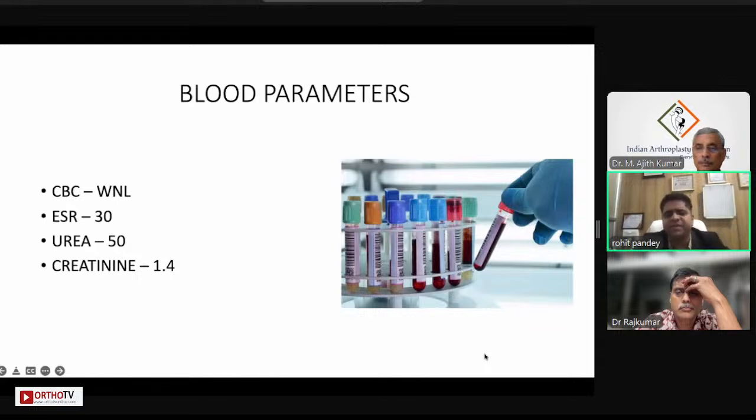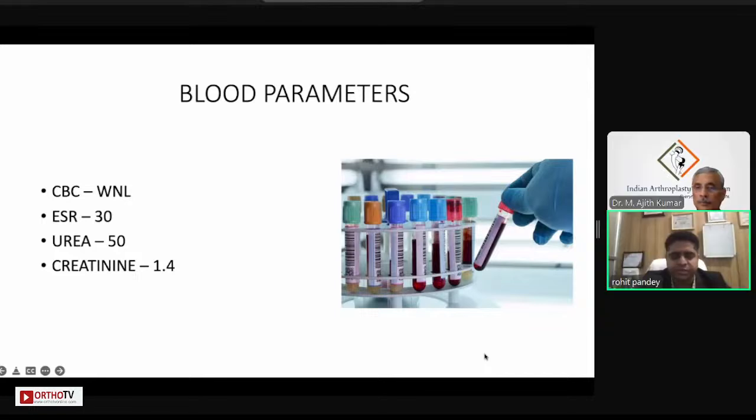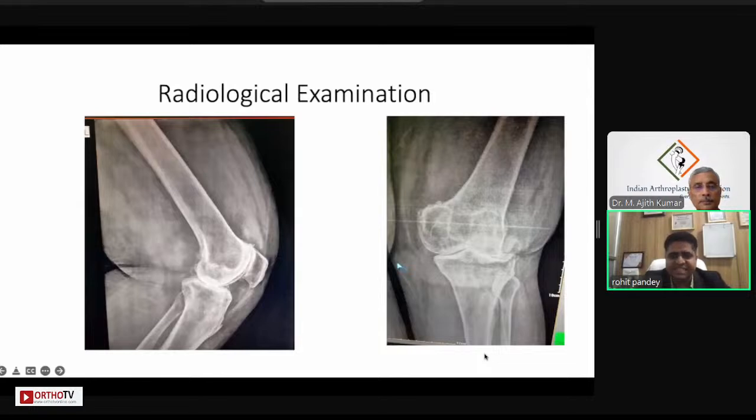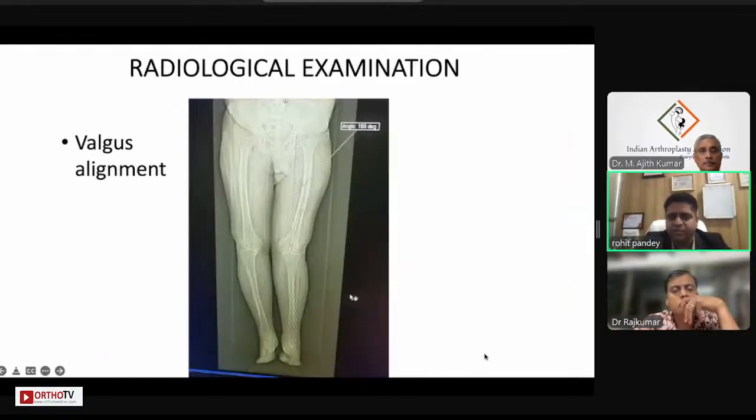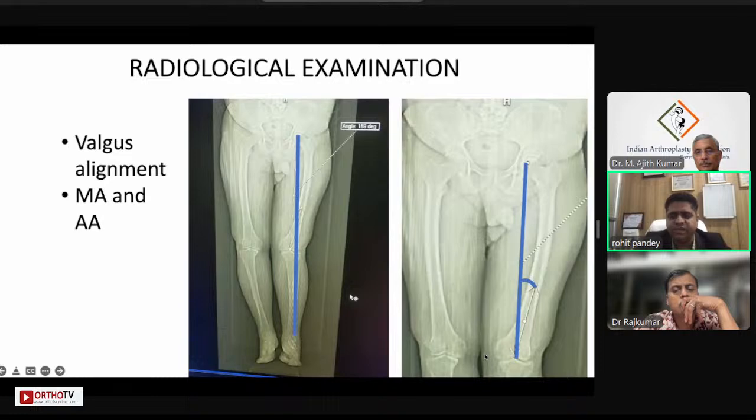Further blood parameters: CBC was normal, ESR was slightly raised, and urea and creatinine were a little on the higher side, but the patient was taking treatment for the same. This is the X-ray the patient came with, the AP and lateral view. On further examination, I did the scanogram. In this, there was valgus alignment present, and the angle between the mechanical and anatomical axis was about 11 degrees.